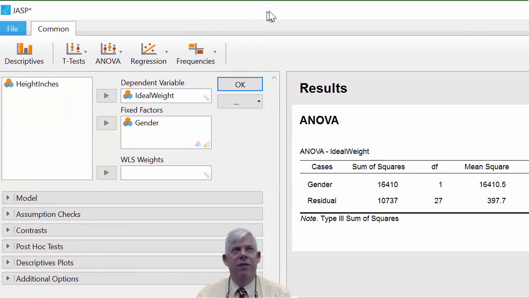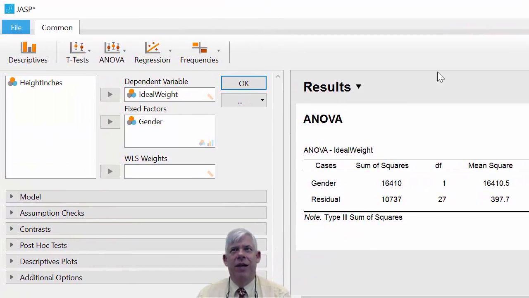So that's a very, very simple analysis of variance with a variable that can only have two values, male and female, which, by the way, is pretty similar to what we did in the t-test. So it shouldn't be surprising that our analysis of variance and t-test come up with the same information.